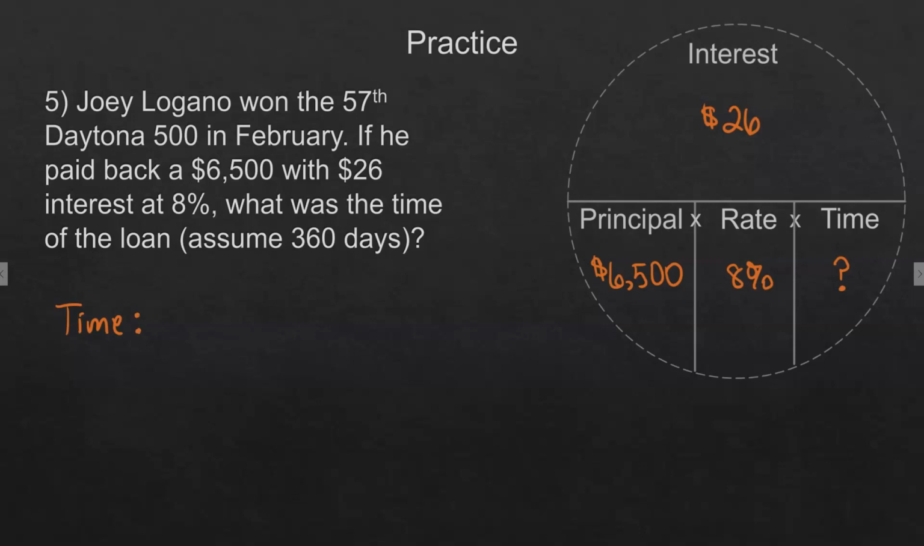Remember, in the simple interest formula, time is in years. I equals PRT, and time in years. Let's take the 26. We divide it by 6,500 times 0.08. We're going to write our rate in decimal form. When you calculate this, you get T equals 0.05.